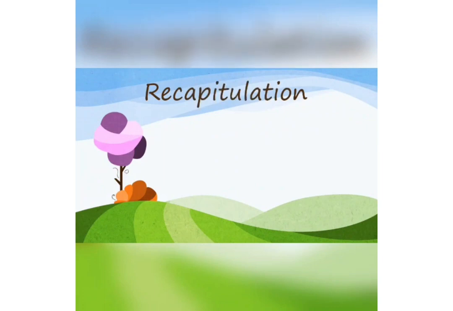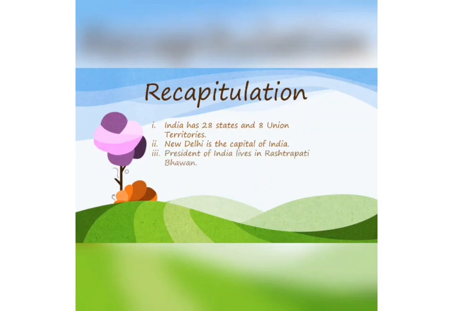Now, children, let us recall the important points. India has 28 states and 8 union territories. New Delhi is the capital of India. President of India lives in Rashtrapati Bhavan. Taj Mahal was built by Shah Jahan. We should help to conserve and preserve our monuments.